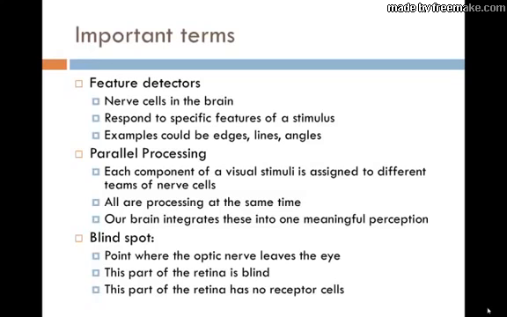And then the third important term is blind spot. This is the point where your optic nerve leaves the eye. In this spot, you're blind, so you cannot perceive energy that's in your blind spot. This part of the retina has no receptor cells, so it can't take in light energy.